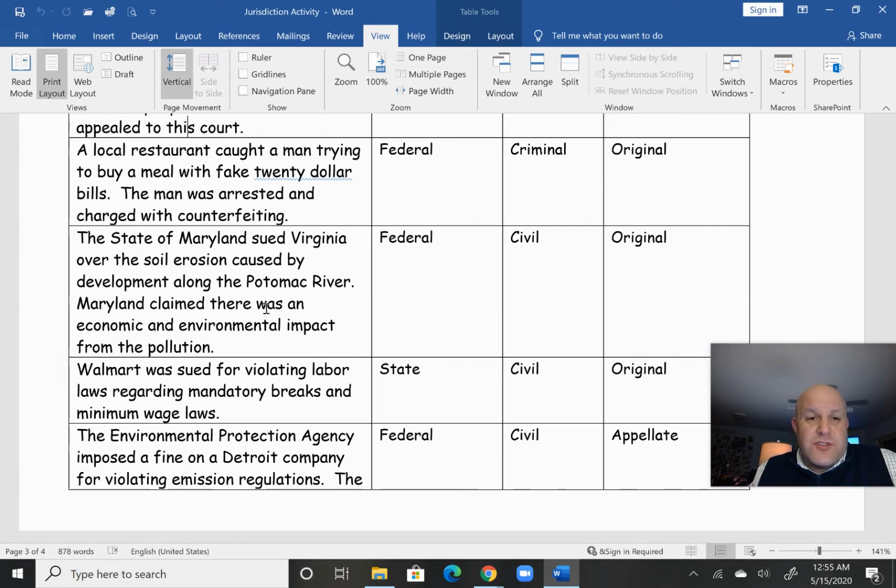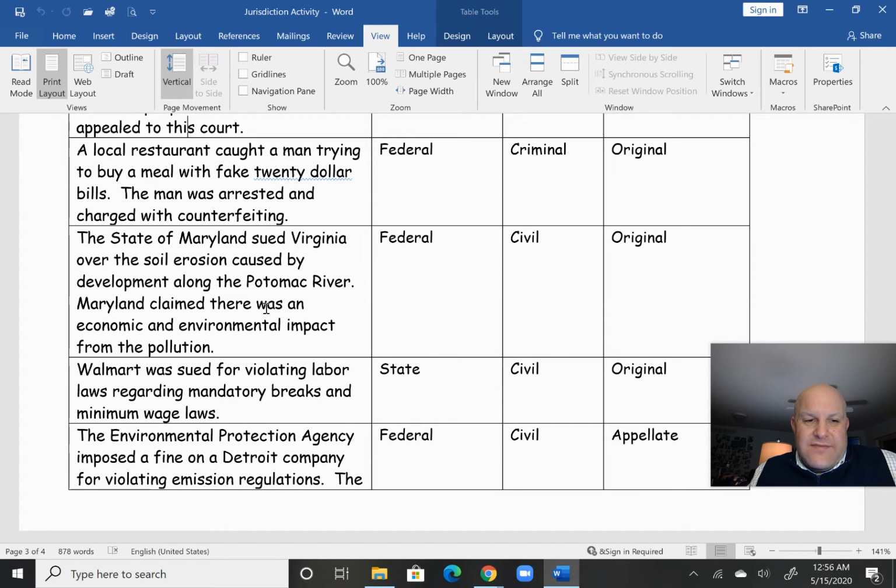Maryland sued Virginia over soil erosion caused by development along the Potomac. Maryland claimed there was an economic and environmental impact from the pollution. This is a civil case, a state suing another state. Usually when a state sues another state like this, believe it or not, it would end up in the U.S. Supreme Court. States suing other states is one of the rare times the U.S. Supreme Court, which we'll talk about next week, has original jurisdiction.